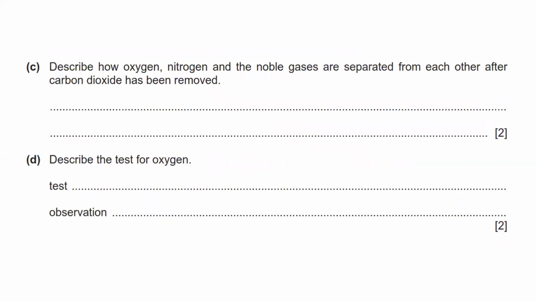Next part, question C, it says describe how oxygen, nitrogen, and noble gases are separated from each other after carbon dioxide has been removed. Remember, fractional distillation is the process that is used to separate these gases from air. Fractional distillation works on the principle of separating components from a mixture based on their boiling points. So that's how it is.